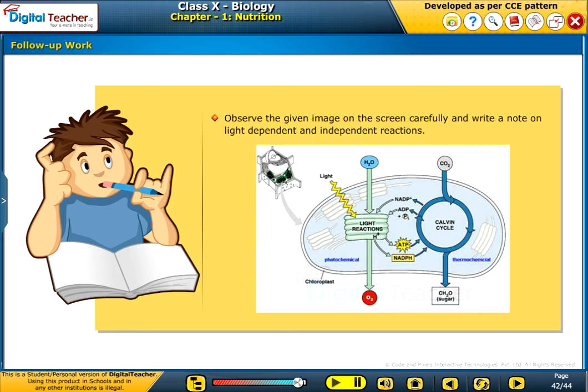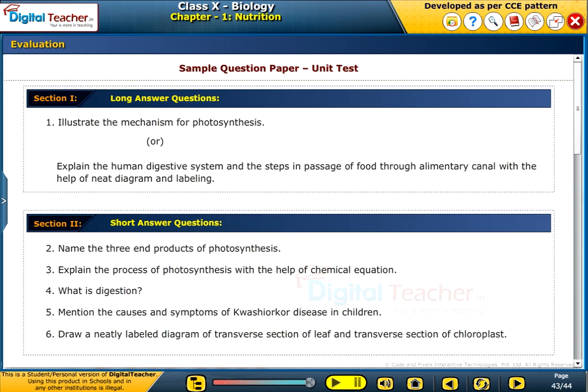Observe the given image on the screen carefully and write a note on light-dependent and independent reactions. Test your understanding of the chapter by taking the mock unit test.